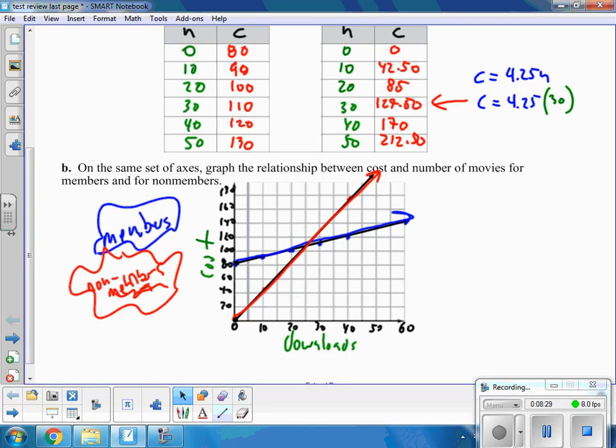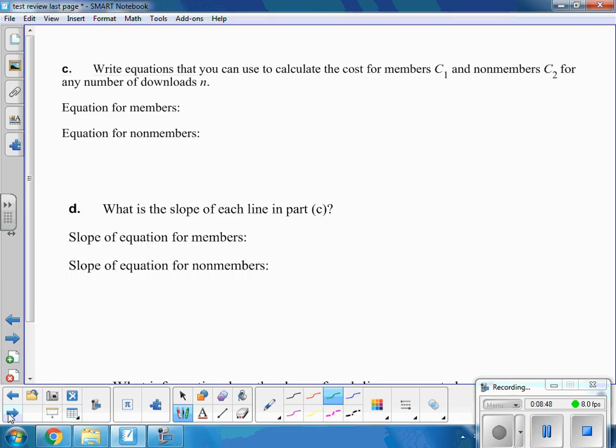Non-members are in red, starting at 0 with 0 downloads. At 0 downloads is going to be no money, and my members at 0 downloads will be $80 in blue. So at some point, it is better to be a member than it is a non-member, and that shows up right in this intersection, right there. Let's keep going. What are some other questions?